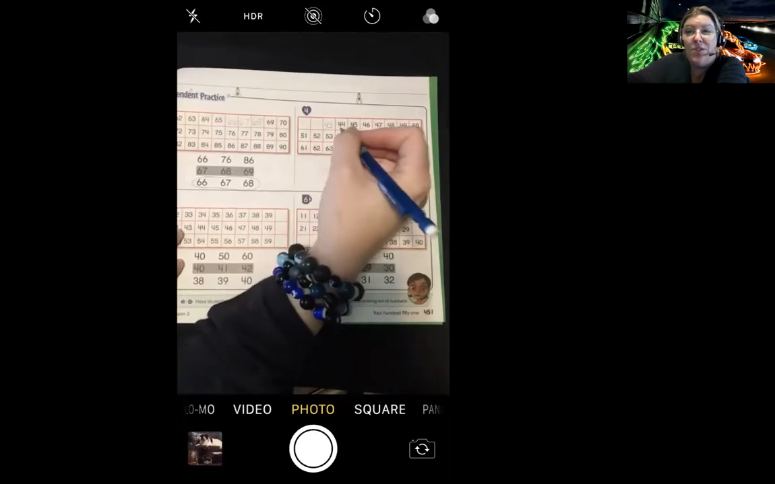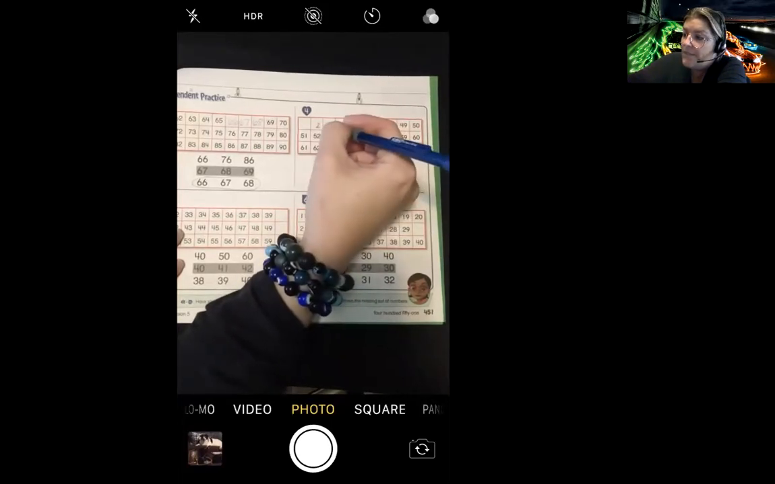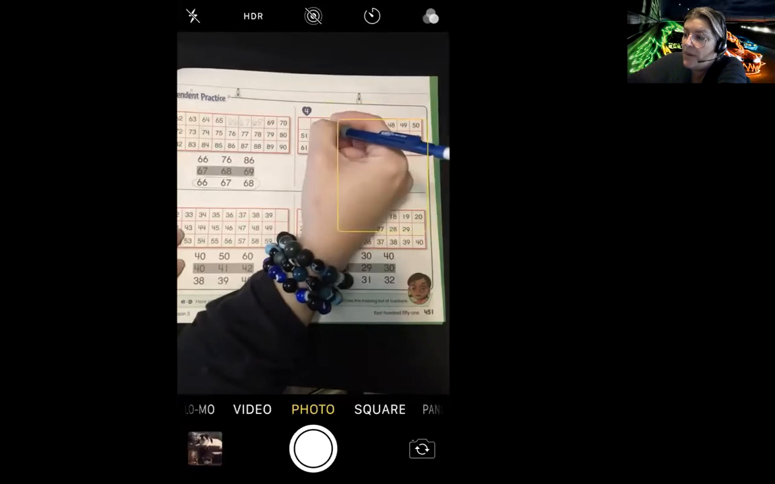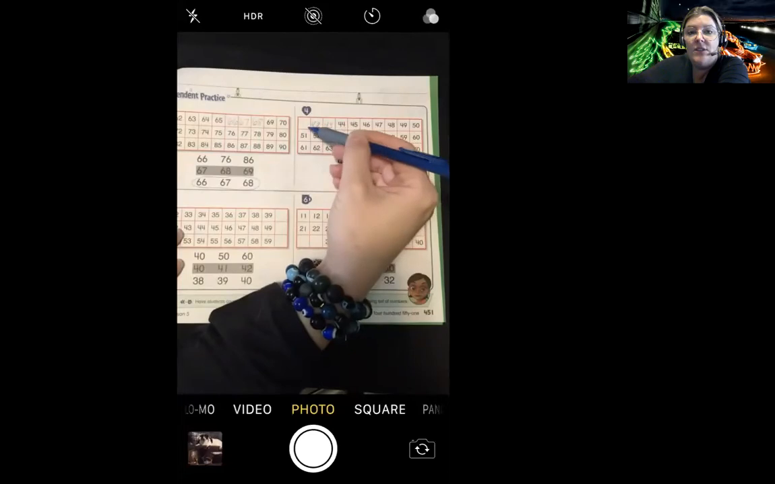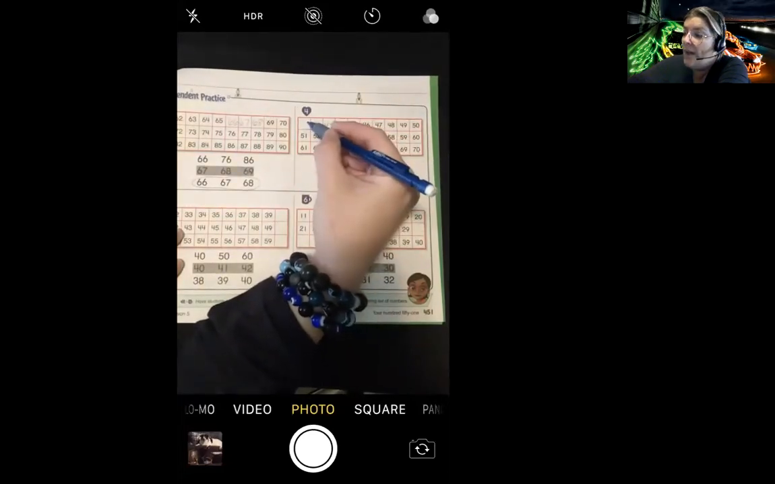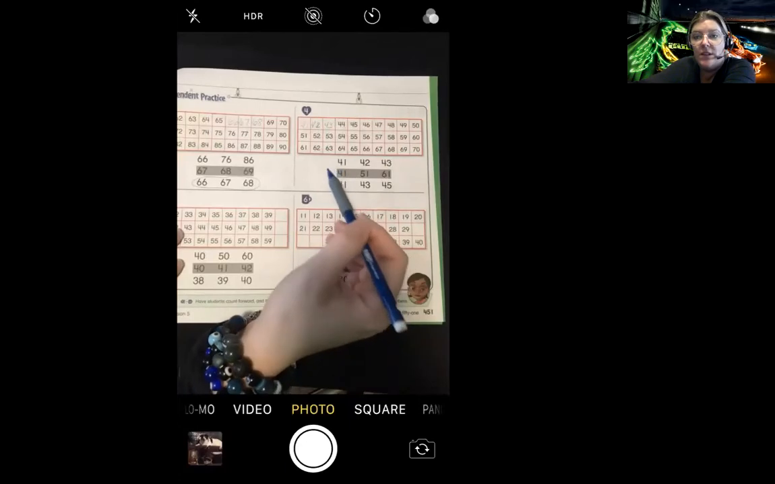What comes before 3 on the number line? 2. Right, and it's 43, so this must be 42. All right, and then now let's do this last one. What comes before 2 on the number line? 1, and so it's 41. We found the missing numbers. So which one of these says 41, 42, 43?